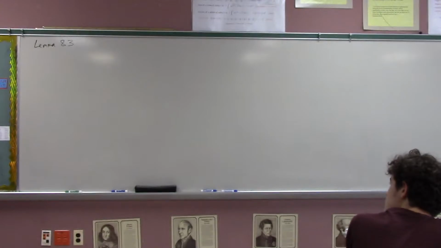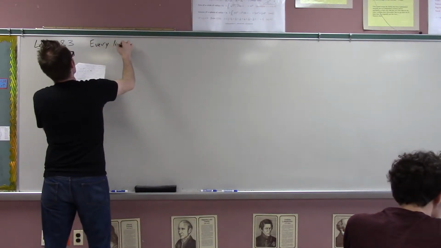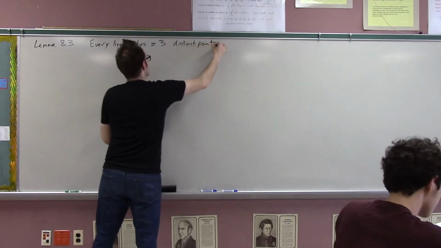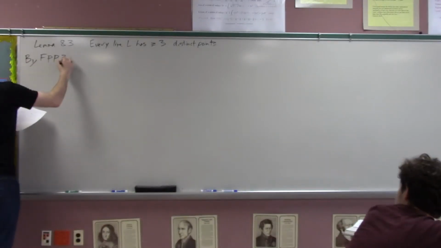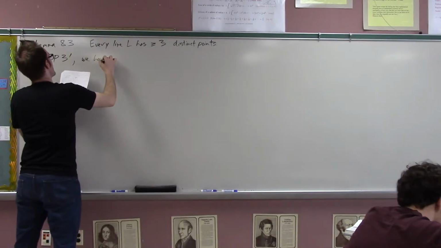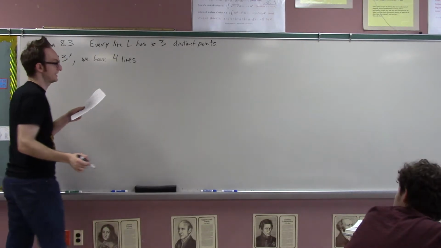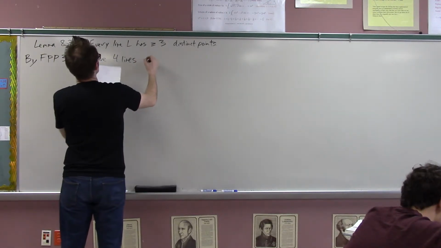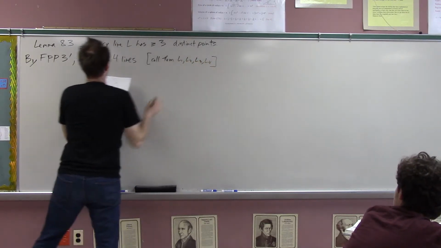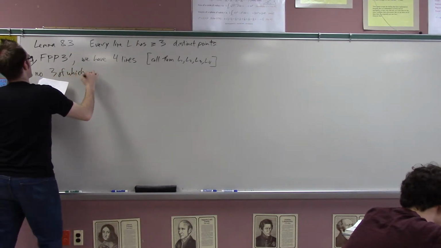Lemma 8.3. Every line has at least 3 distinct points. Every line L has greater than or equal to 3 distinct points. Well, by FPP3 prime, which we've now proved. What does FPP3 prime say? There's 4 distinct lines, such that no 3 of which contain a common point. Let's call them L1, L2, L3, L4.